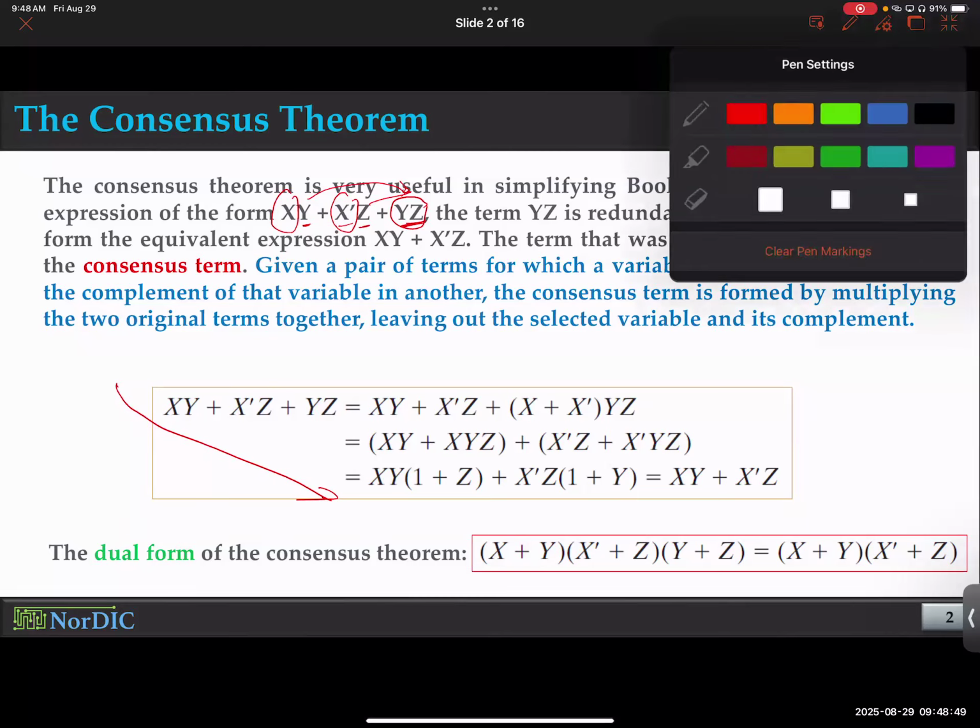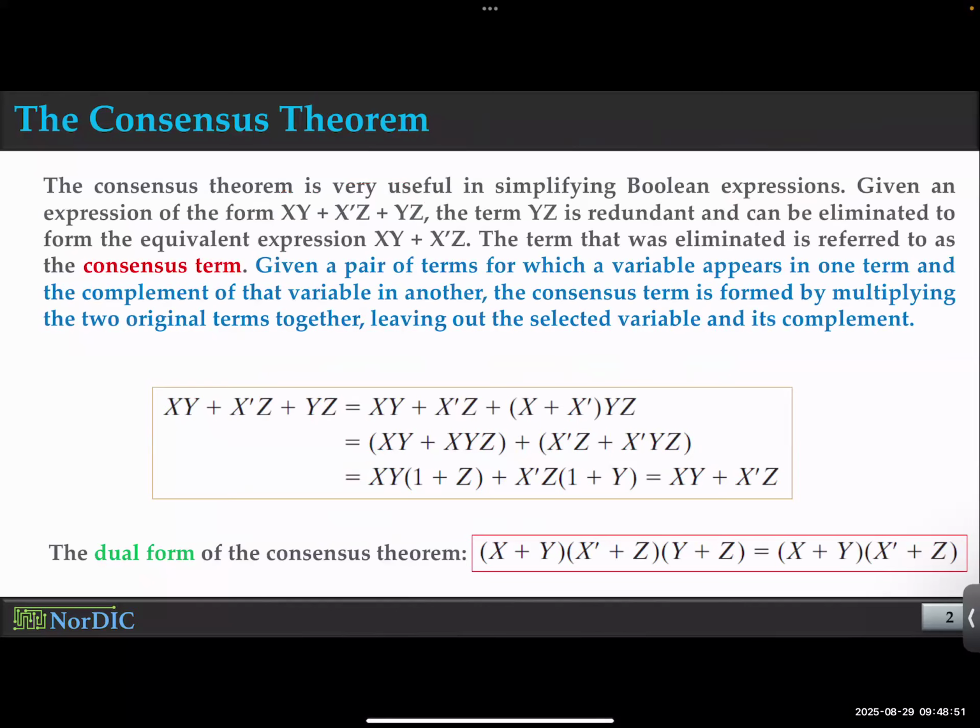What is that? Let me show you. Let's draw something from scratch. So imagine you have a plus a prime, and you have a variable g connected to a and d connected to a prime. And then you also have a term which is gd. What this theorem says is gd could be ignored. It is a redundant term. Just get rid of it.